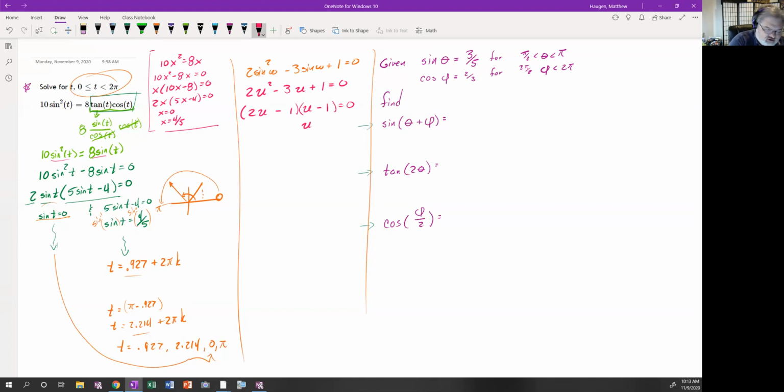So we're going to get u equals 1 and u equals 1/2. Then we can put those trig functions back in. So sine omega equals 1/2 and sine omega equals 1, or sine w if you prefer. It's supposed to be the Greek.